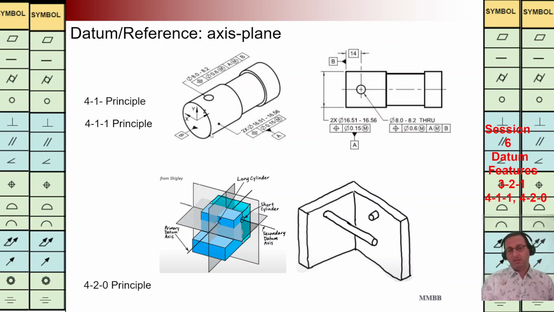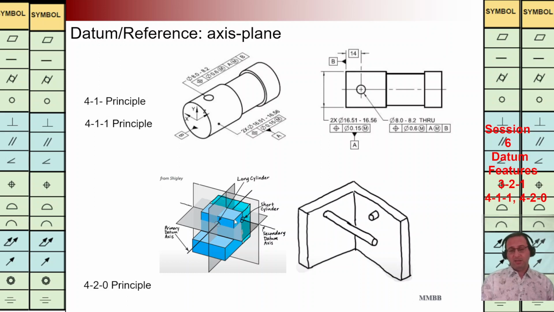Whenever I add the secondary datum plane B, I can see it cannot move anymore along z-axis. That's why I'm going to write 4-1, or 4-1-1 if I'm going to define another point here at the top as, for example, a reference point. It cannot be rotated around Z, and then we have 4-1-1 principle. We are going to eliminate 4 degrees of freedom first, and then 1 degree of freedom, and finally 1 degree of freedom.